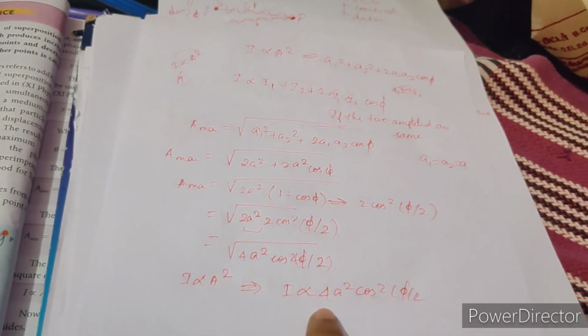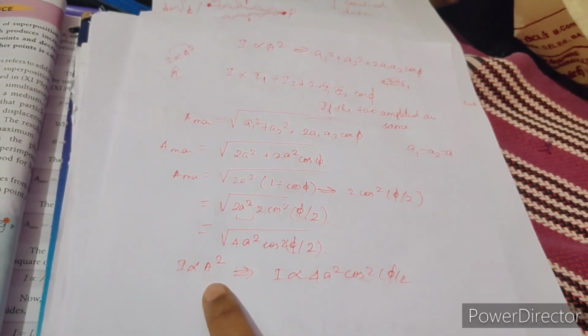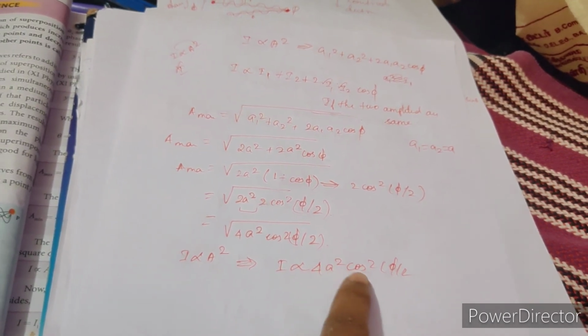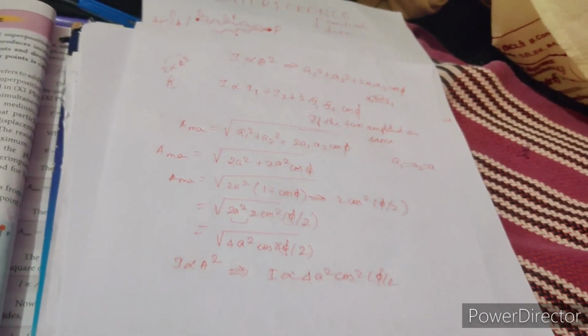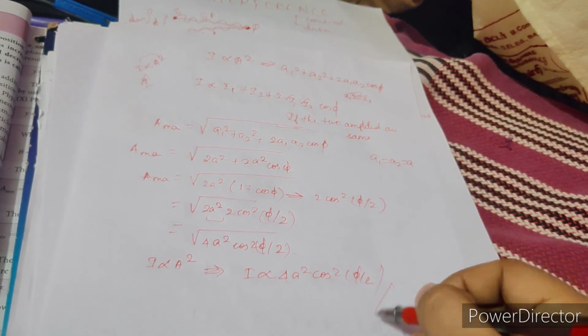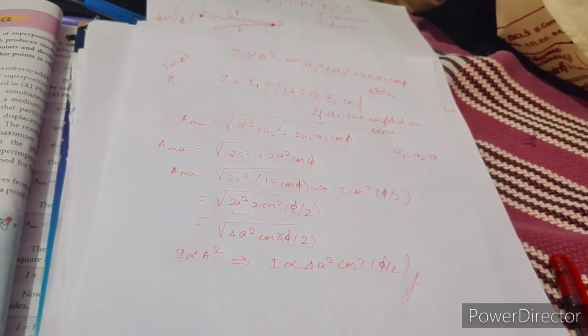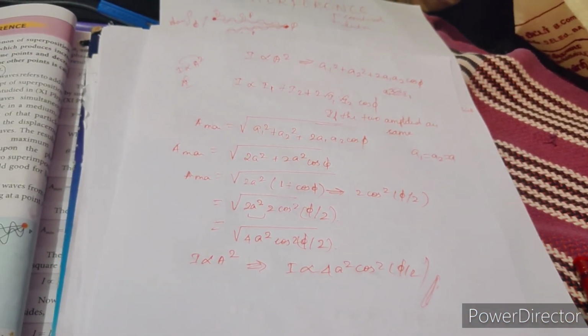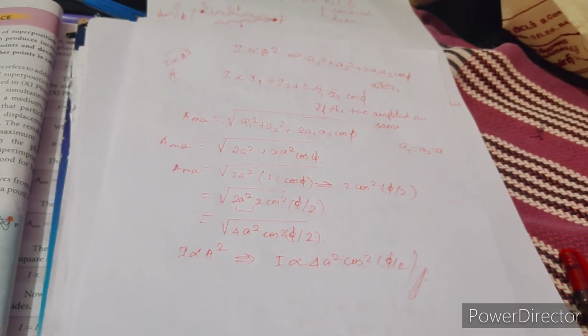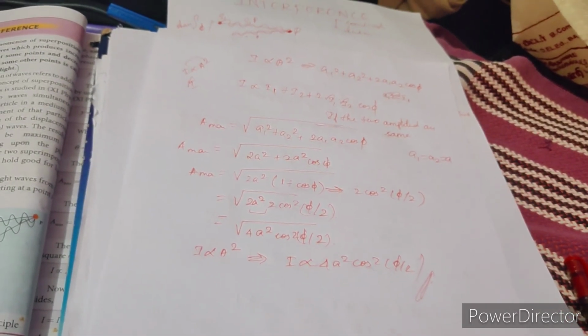So the intensity is directly proportional to 4A square cos square phi by 2. So this is your answer. Copy in your classwork notebook. Very, very important question. So first you write all the things, then you study. You can follow these notes.